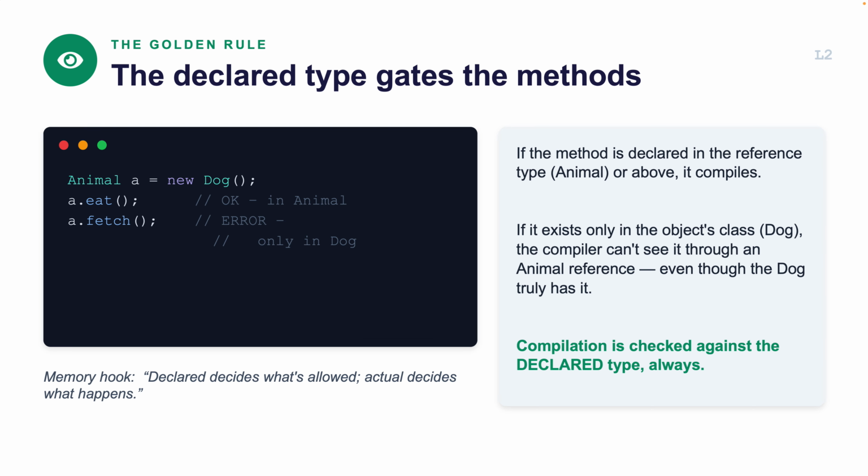This is the number one source of confusion for students, so say it with me. The declared type gates which methods exist. The actual type only decides which version runs.